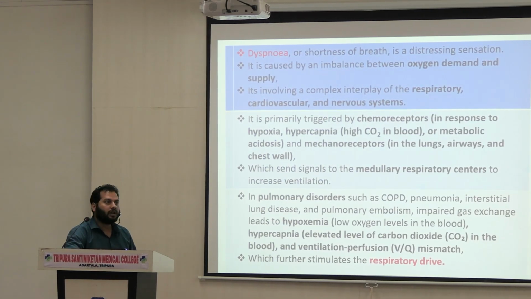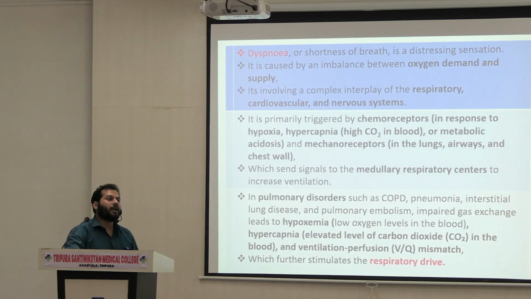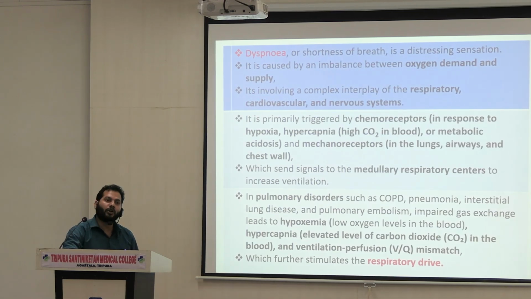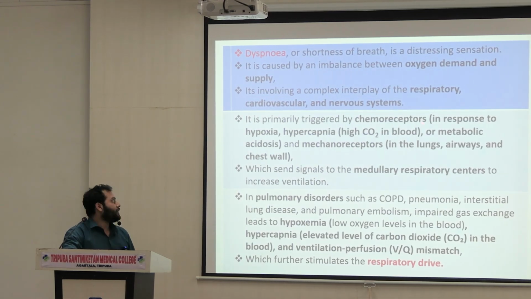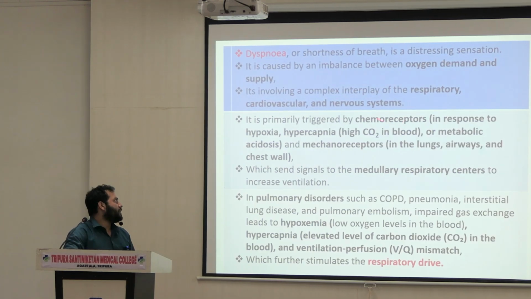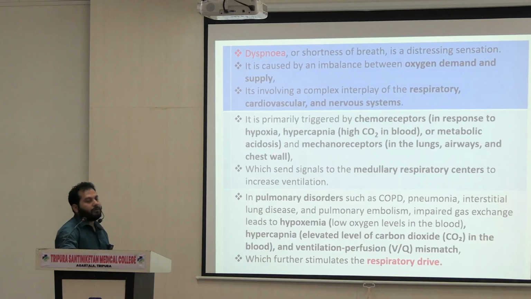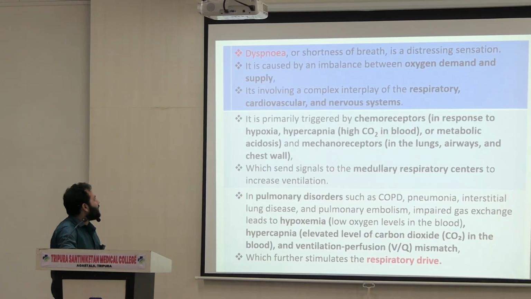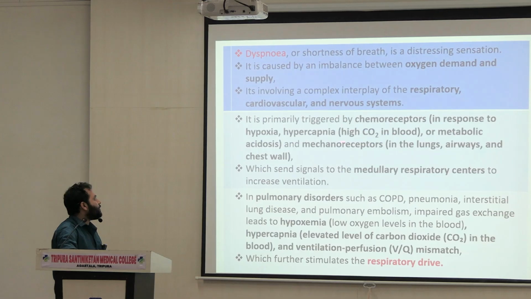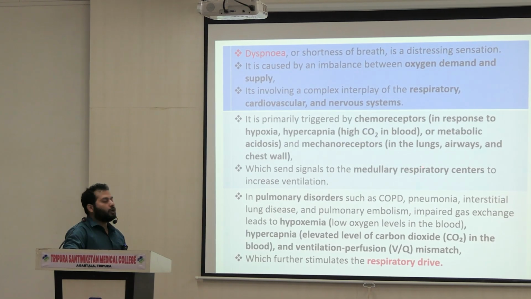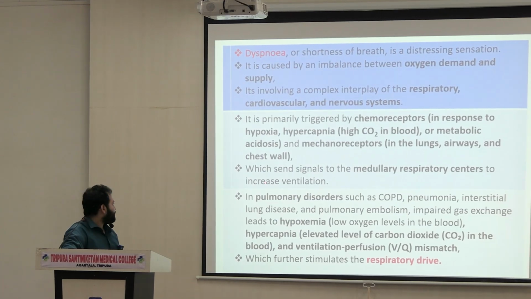I have already mentioned, in the medullary respiratory centers, there are two such: the dorsal respiratory group and the ventral respiratory group. So to get the stimulus, it needs activation of those chemoreceptors. The activation depends on some conditions. The conditions here are hypoxia, hypercapnia, and metabolic acidosis. Along with this, there are some receptors called mechanoreceptors, and they get stimulated under certain conditions.